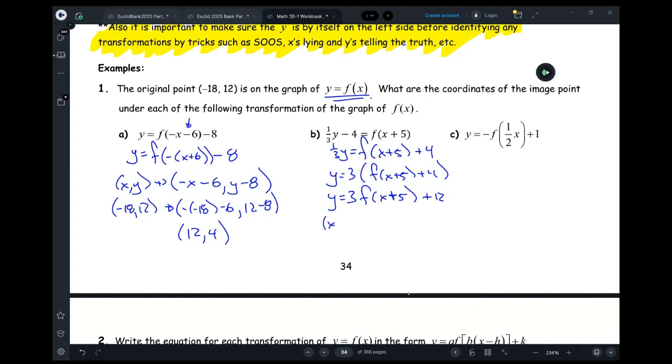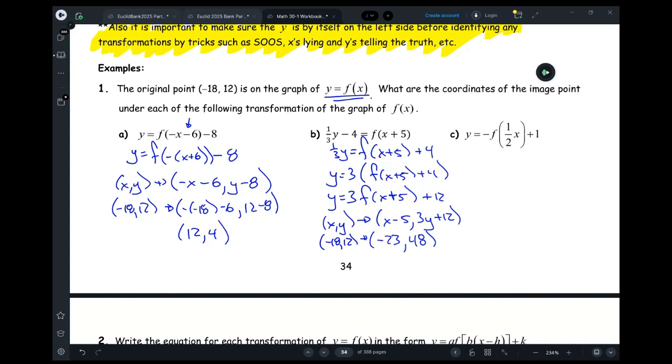So now I've got x, y is going to become, well, again, it's not a big deal here. That's x moving 5 to the left. And then because I've moved everything over, the transformations are exactly what I'm reading. It's going to be 3y plus 12. So negative 18, 12 is going to become, negative 18 minus 5 is going to be negative 23. 3 times y is 36 plus 12 will be 48. So negative 23, 48.